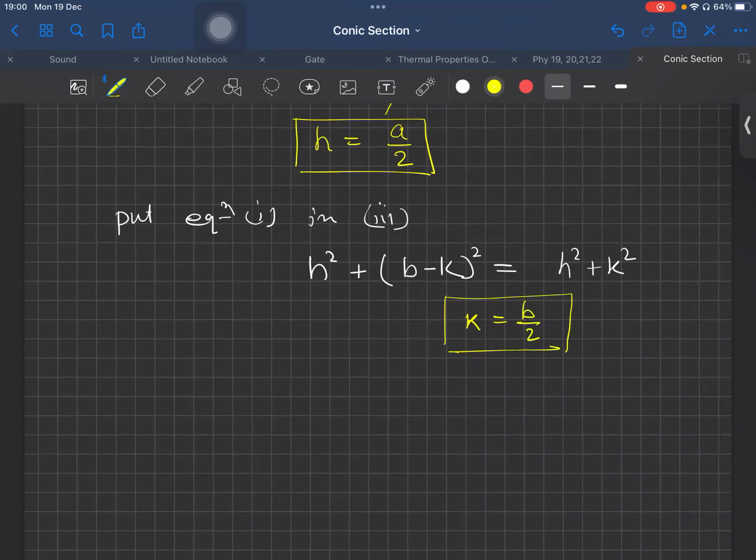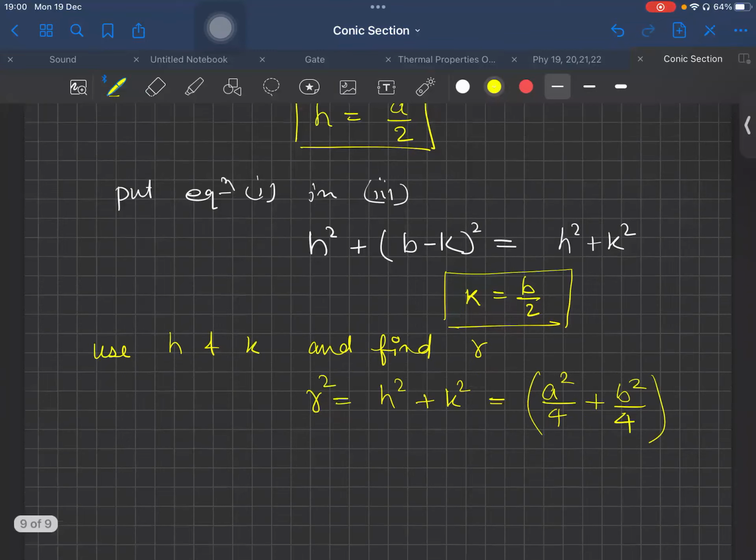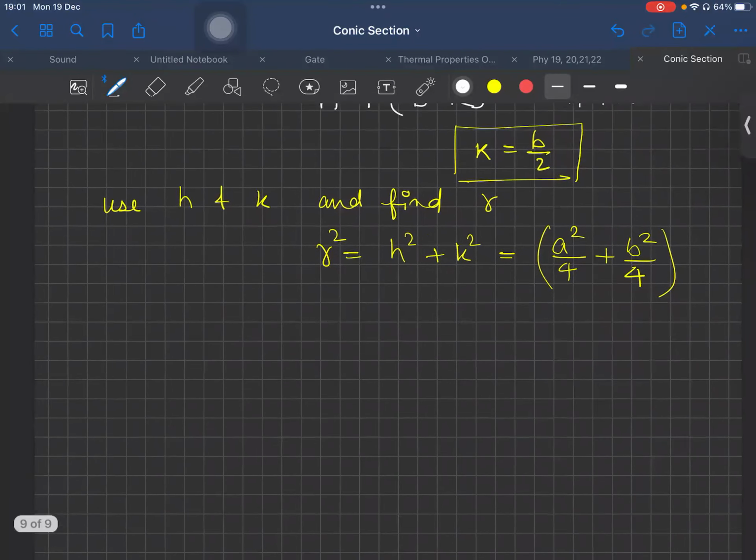Now you have h, you have k. Use h and k and find r. How much is r? r square is equal to h square plus k square. That means a square by 4 plus b square by 4. Yes? Isn't it? Yes or no?